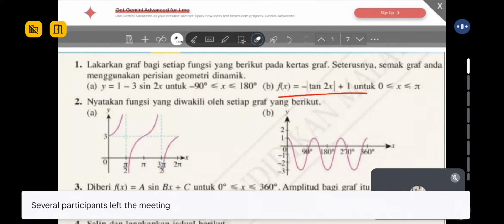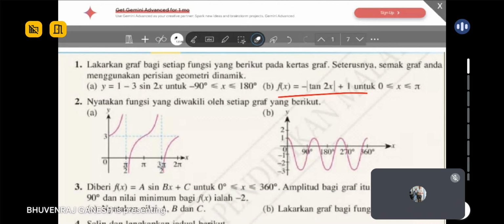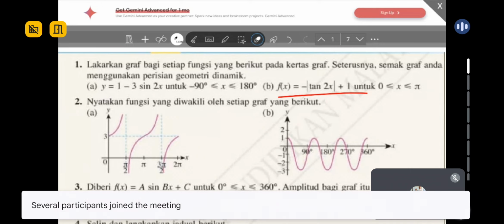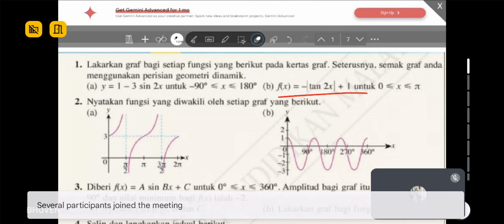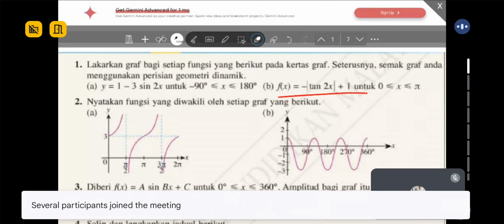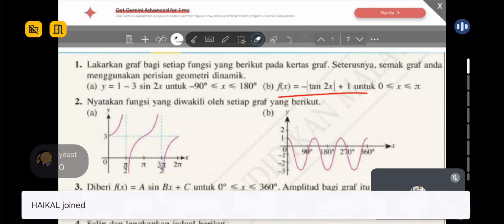So sin 180, may I know what's the value, guys? Sin 180, kamu semua dapat apa bila tekan calculator? What is your answer? Okay, sin 180, remember the answer is 0. Sin dengan 180 selalu jawapan kosong.